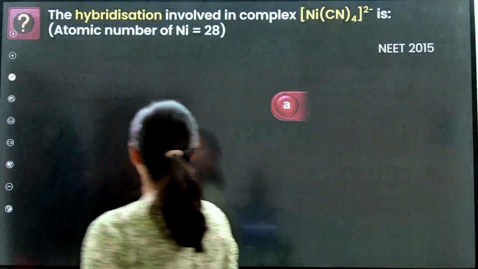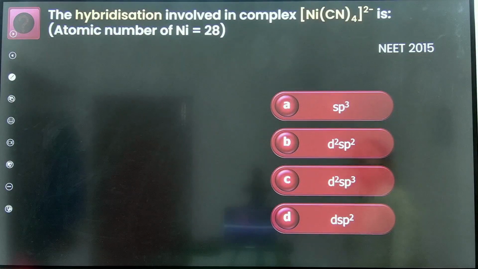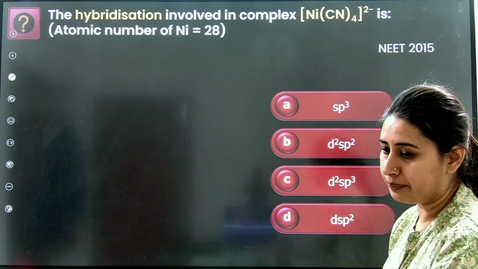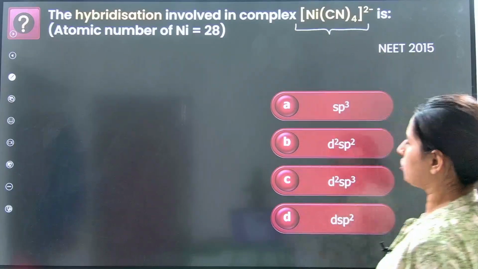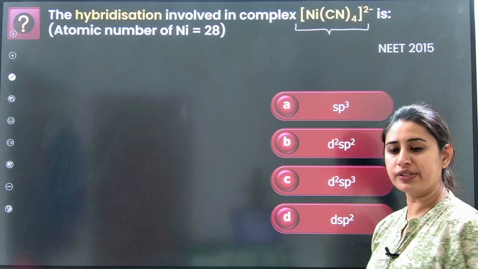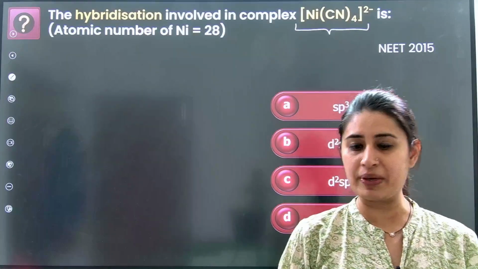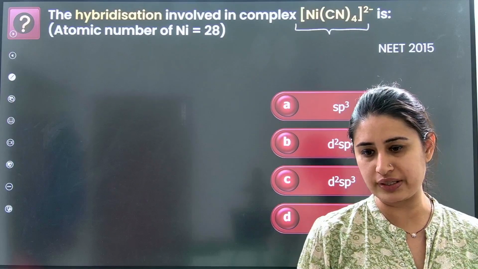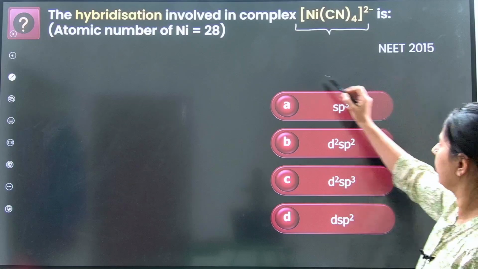Question on coordination chemistry. Once again, the hybridization involved in [Ni(CN)4]2- is. Again, a 2015 NEET question coming your way. In this kind of complex, we have just done what was the mu? You require the knowledge of mu for VBT, and only then can you do such kind of questions. So when we are talking about this, what do we have?